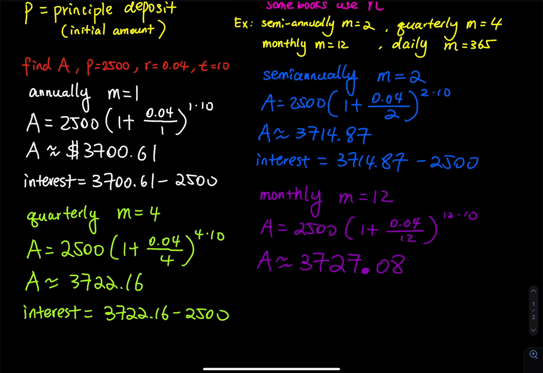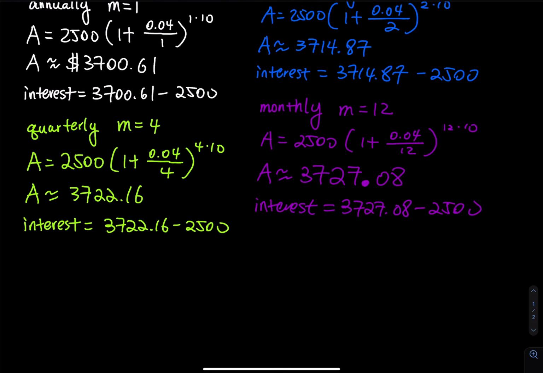And then what's the interest? The interest is final minus initial. So interest, that is equals to final minus initial. So that's for monthly. How about weekly? How many weeks in a year? Do you know that? How many weeks in a year? The answer is 52. So there are 52 weeks in a year.